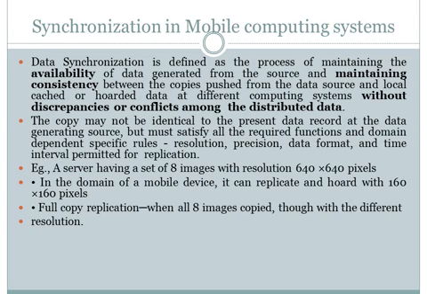In fact, when defining synchronization, data synchronization is the process of maintaining availability of data. The first condition for synchronization to happen is to maintain availability of data that is generated from the source, even in the absence of the source. Even if the source is not present temporarily, the data must still be available.